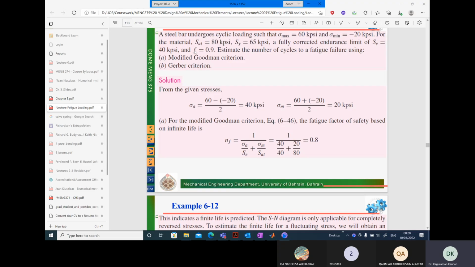For the material, the properties are given as Sut value, Sy value, and a fully corrected Se value, along with fatigue fraction f equal to 0.9. So this simplifies our calculations greatly. Estimate the number of cycles to fatigue failure using modified Goodman criteria and Gerber criteria. Okay.